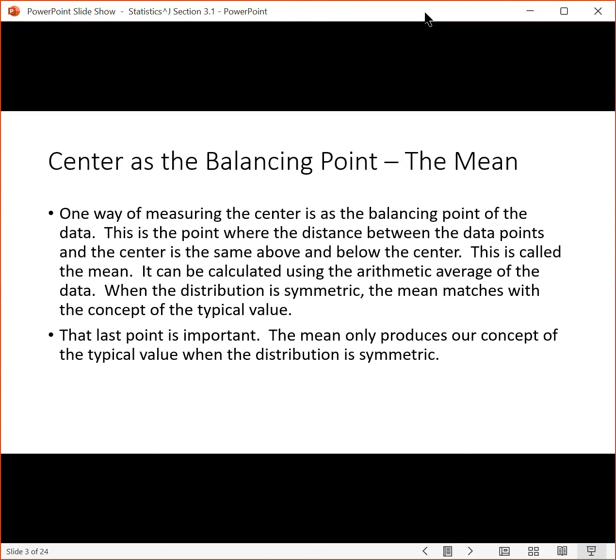One way of measuring the center is as the balancing point of the data. This is the point where the distance between the data points in the center is the same above and below the center. This is called the mean. It can be calculated using the arithmetic average of the data. When the distribution is symmetric, the mean matches with our concept of the typical value. That last point is really important. The mean only produces our concept of the typical value when the distribution is symmetric.